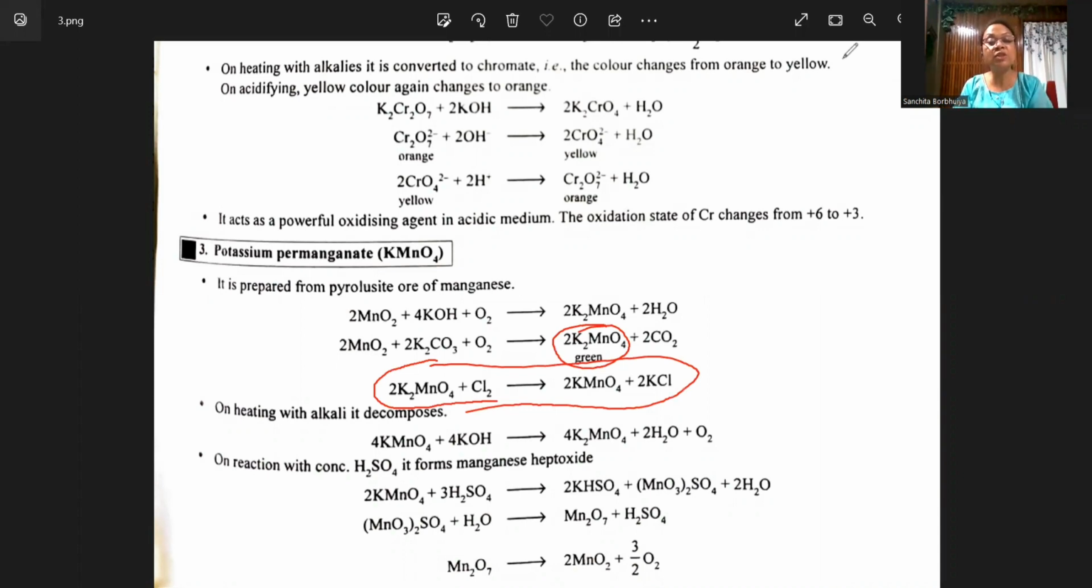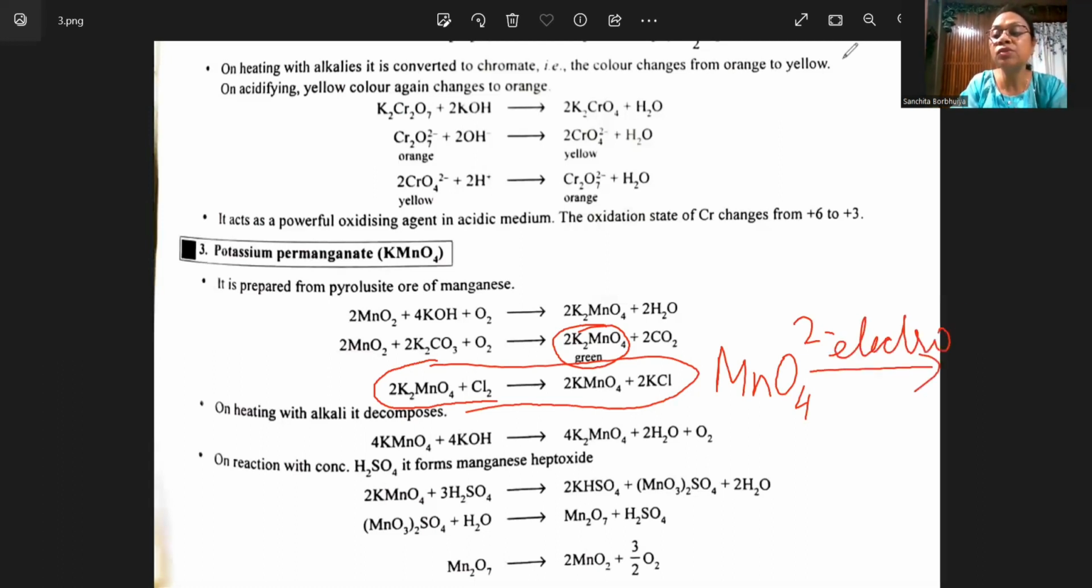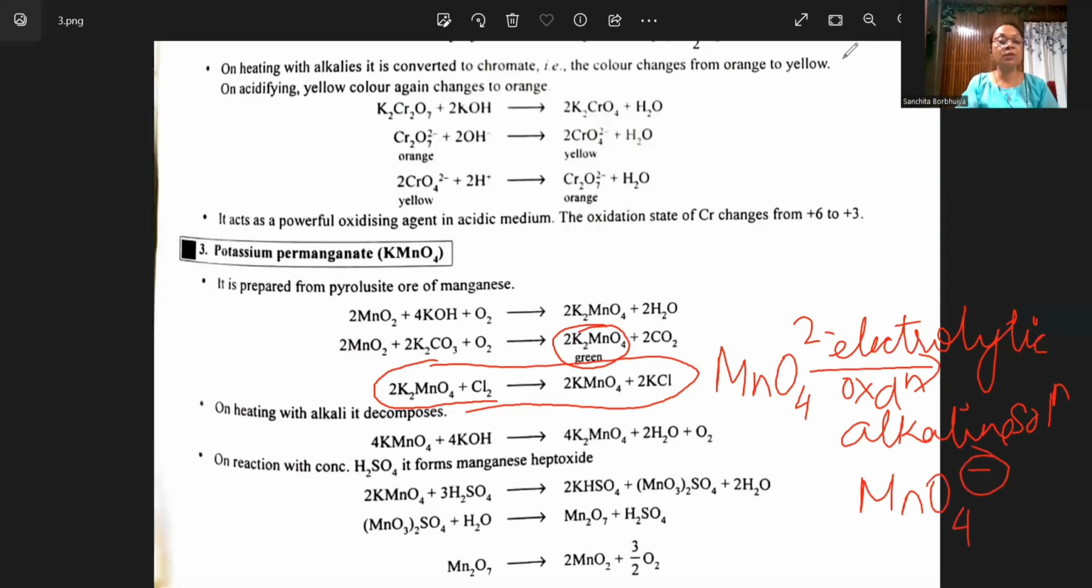There are a lot of methods available. There is also one method where you take potassium manganate and do an electrolytic oxidation in alkaline solution. That also gives you permanganate.